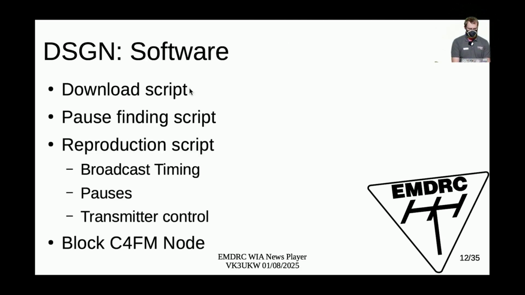Now, we've got a couple of components to that. First up, the software. You need a whole bunch of different components to that. The first one is the download script that downloads the broadcast every Friday or Saturday from the WIA website. Then you've got to find those pauses inside the audio. Then you have to do the actual broadcast, the reproduction with the broadcast timing when you actually want to do the broadcast, and pauses and transmitter control.